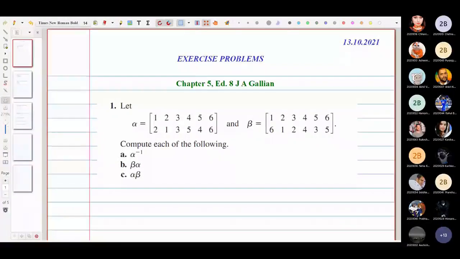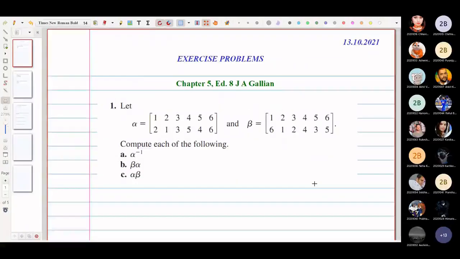Welcome back again. Today we are going to discuss some exercise problems from chapter 5 of your textbook. These are based on permutation groups, and let us see how much we can cover. Okay, and the rest of the questions we can see later on, maybe in the next week. Okay, after the test.